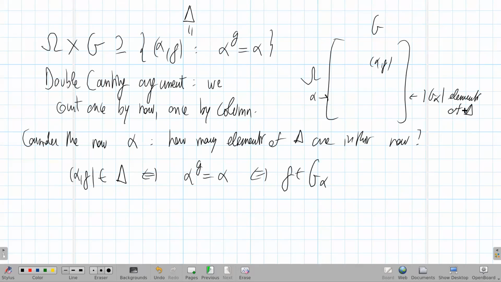Okay? We are counting by row. So in the alpha row, there are exactly as many elements as the elements of G which fix alpha. Because once you fix a row, the elements of this row are labeled by the elements in G, and such an element, alpha fixed, is in delta if and only if g is in G alpha.